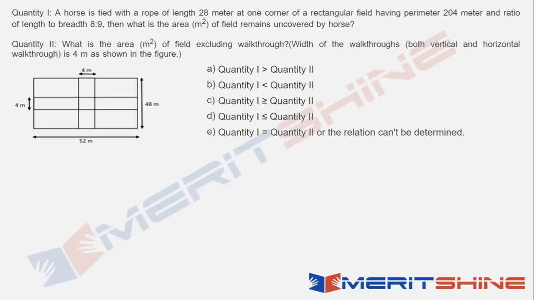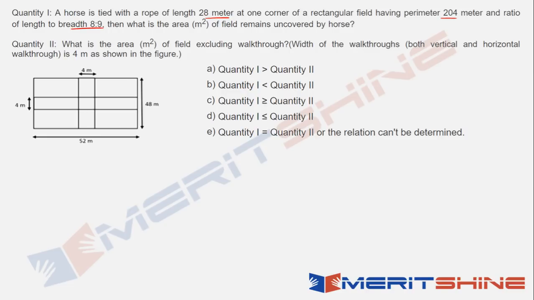At first look, you might think I have to leave this, but since you've got a lot of time in mains, 45 minutes, you can probably give it a reading of 10-15 seconds. So let's try and read it that way. If you think it's too much, then you can leave it. A horse is tied with a rope of length 28 meters at one corner of a rectangular field having perimeter 204 and ratio of length to width this.